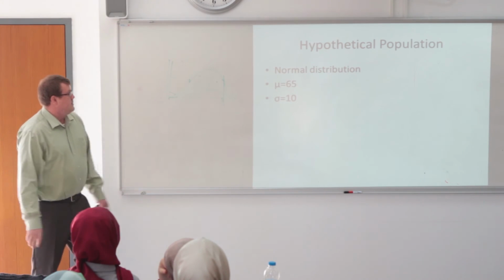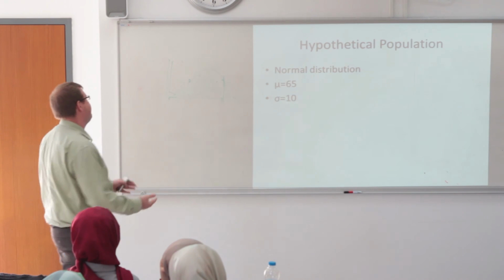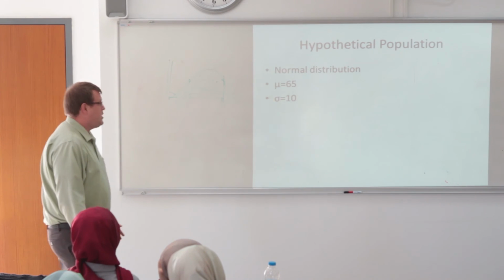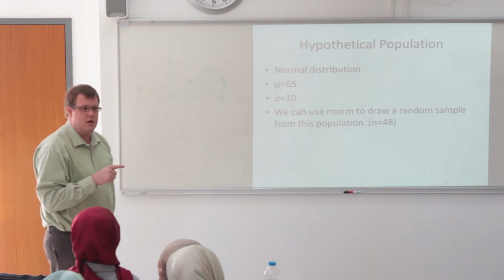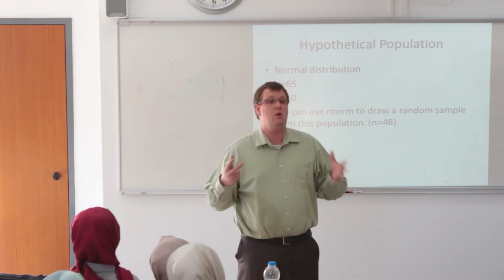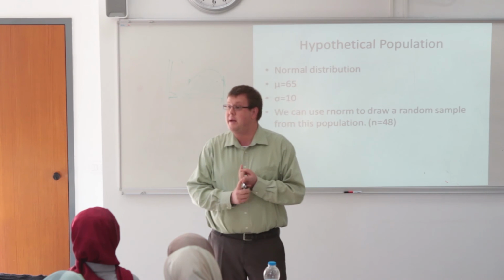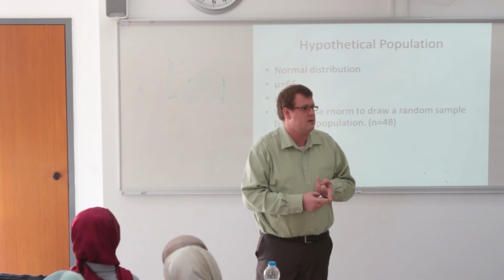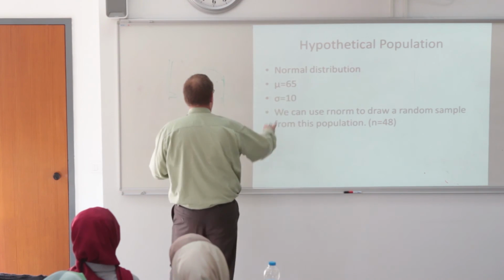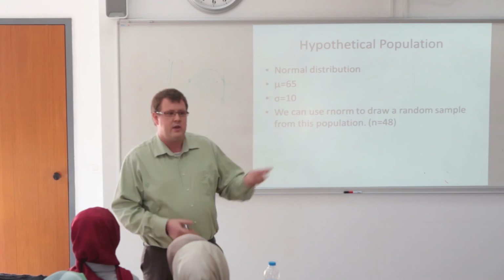Okay, so here's some hypothetical population. Imagine it's normally distributed. Imagine it has a mean of 65. Imagine it has a standard deviation of 10. Okay? So we can use rnorm. rnorm is a function that randomly selects values from some normal population if you give it some parameters. You can tell rnorm how many observations you want. That's like the sample size. You can also tell rnorm what the population mean is. Here, the population mean is 65. You also have to tell rnorm the standard deviation. Here we're saying that it's 10.